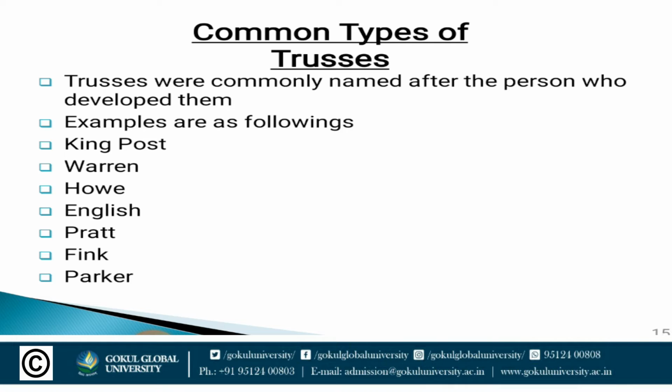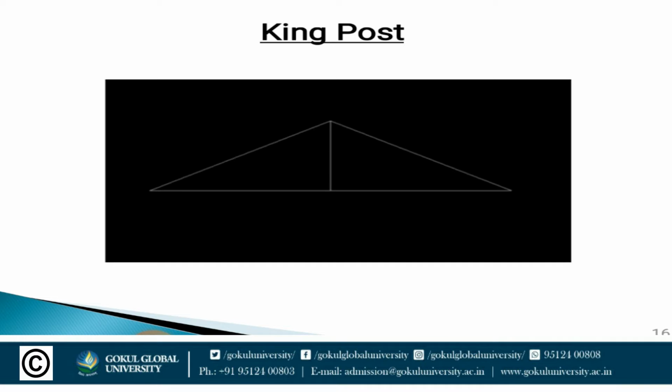Common types of trusses. Trusses were commonly named after the person who developed them. Examples are the following: King Post, Warren, Howe, English, Pratt, Flink and Parker. First is the King Post. It's very simple because it is a combination of diagonal, vertical and bottom chord members.